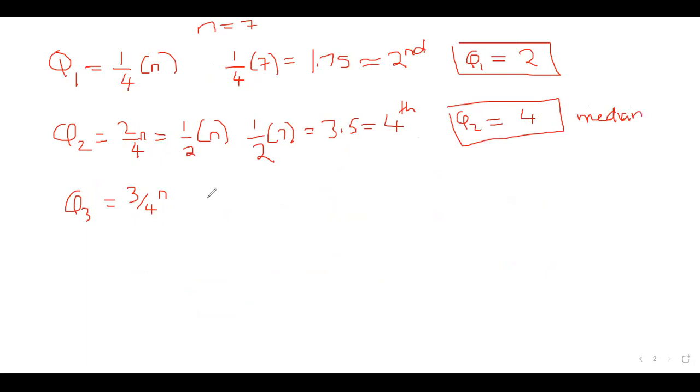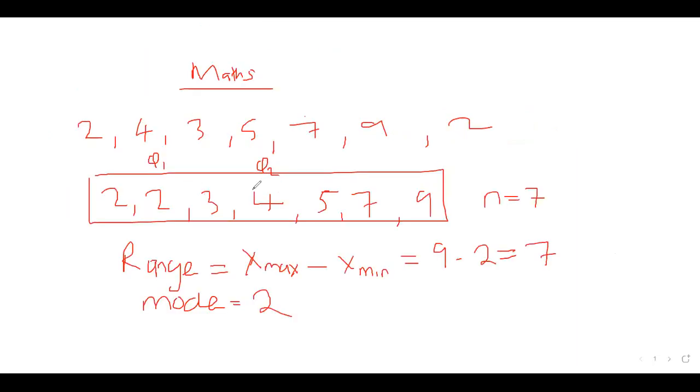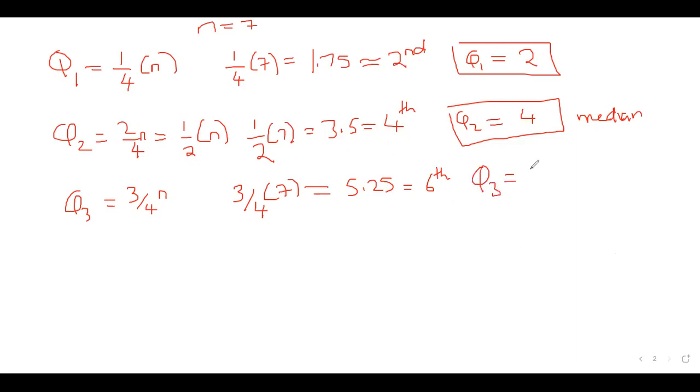And we go to our 3/4 of 7. What is 3 × 7/4? What do we get? Five point two five. So we round up, whether it's 5.1. So the nearest is the sixth position. 1, 2, 3, 4, 5, 6. So this is our Q3. So the sixth position here, we get 7. So this is called our third quartile.